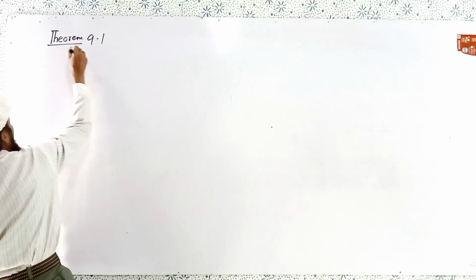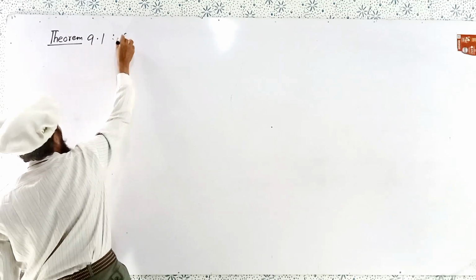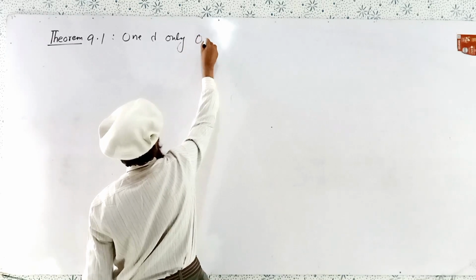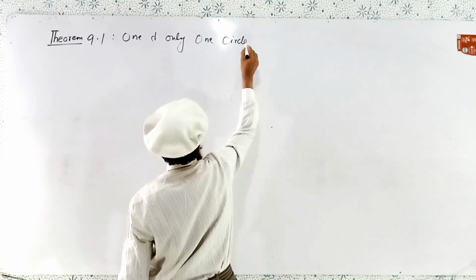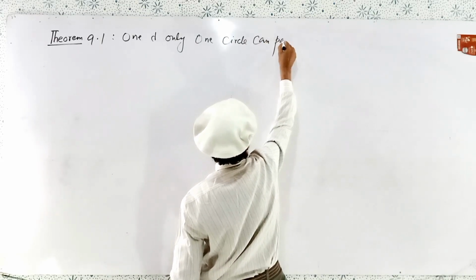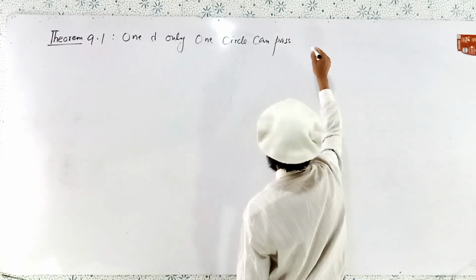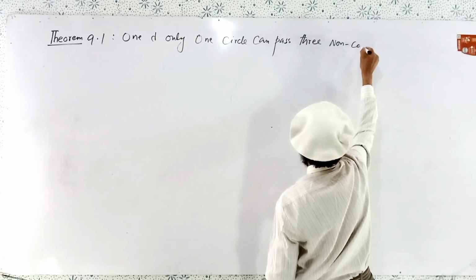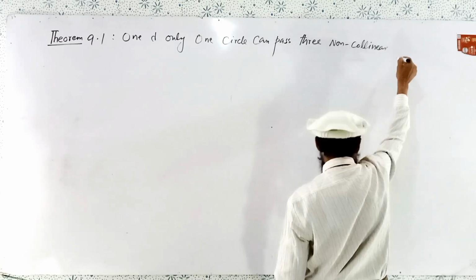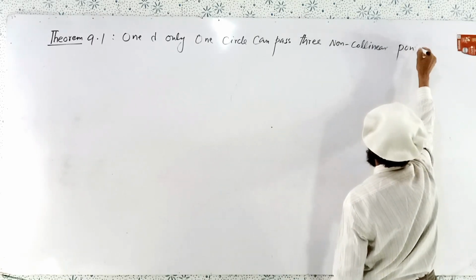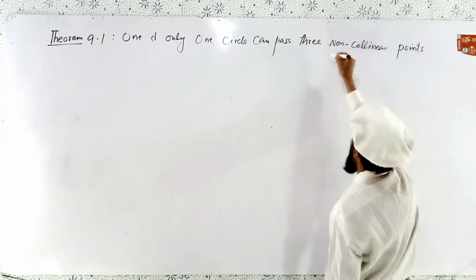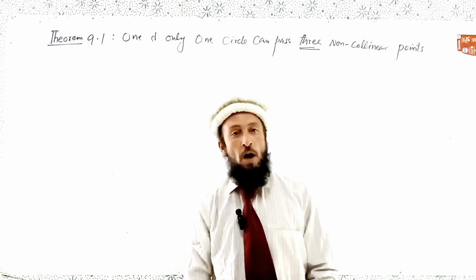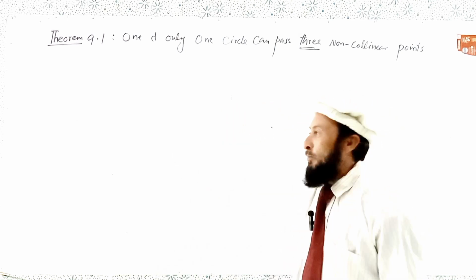Theorem 9.1: one and only one circle can pass through three non-collinear points. First of all, we understand what collinear points are and what the difference is between collinear and non-collinear points.